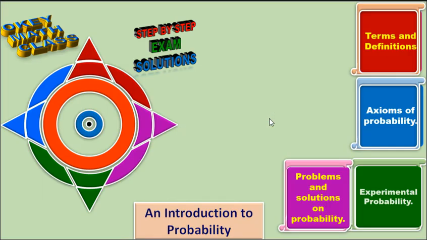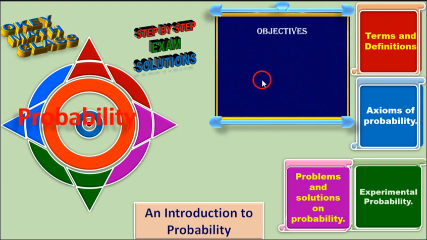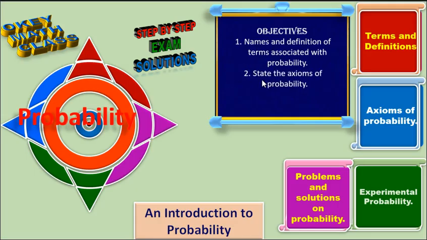The objectives of our presentation are: number 1, to name and define terms associated with probability. Number 2, to state the axioms of probability. Number 3, to solve problems on experimental probabilities. These are the things we'll be focusing on in this particular presentation.